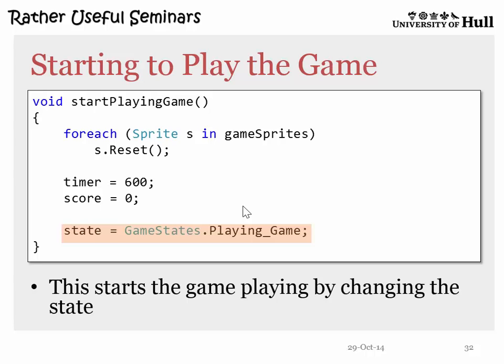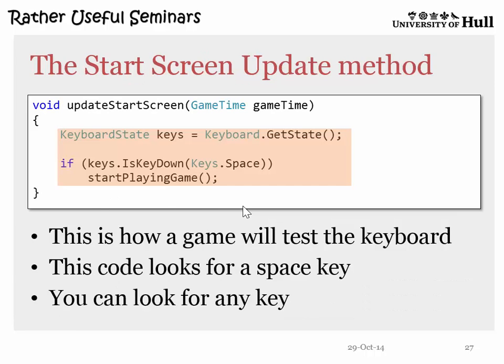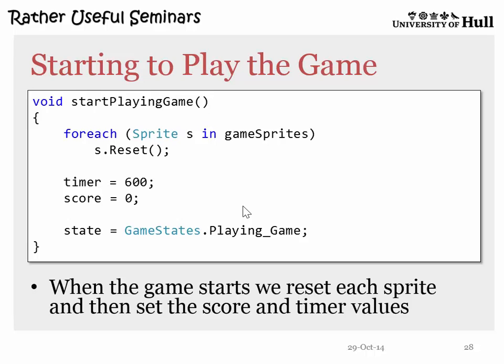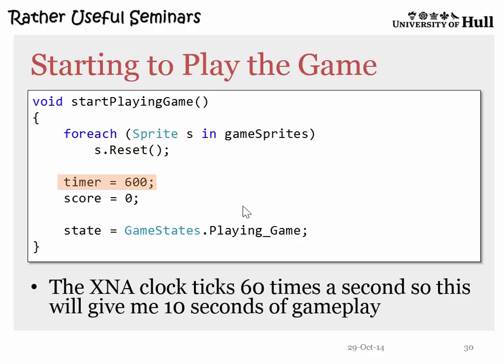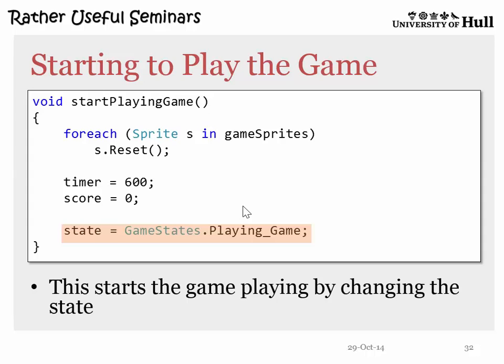So when they press the button to go back to the story, I'm updating my game at the start screen. The user presses the space button to start the game off. This update method notices that and calls start playing game. At that point, we reset all the sprites, put them back on the screen. We set the timer so the game will run for 10 seconds, clear the score, and then flip into the other state. So next time update's called, it'll call the game update behavior instead. This is how games work.